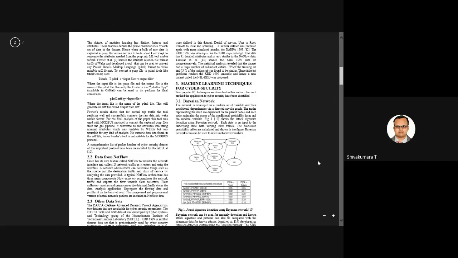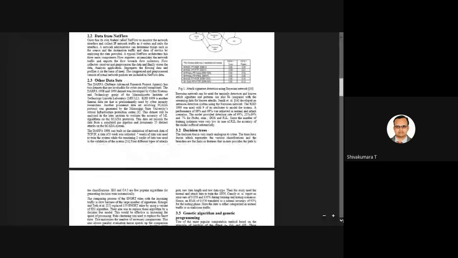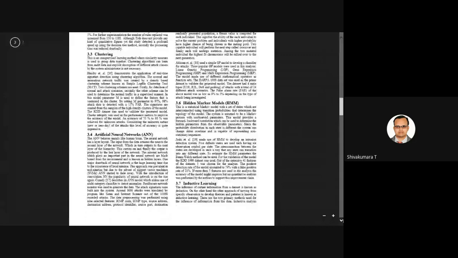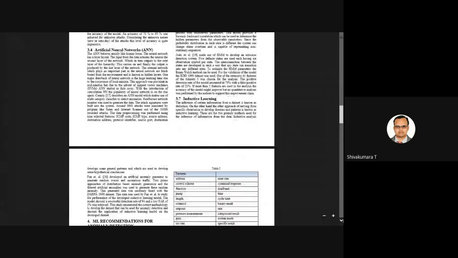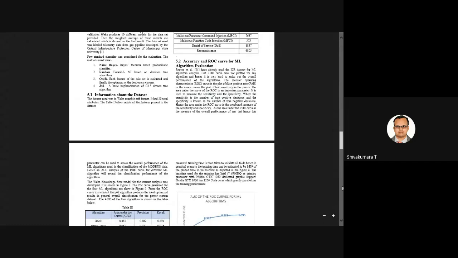Then in chapter 3, details about machine learning techniques for cyber security. All the in-depth techniques about the algorithms and all those things are discussed in this paper under chapter 3. See chapter 4, recommendations for anomaly detection. Again, it is an in-depth study about that.